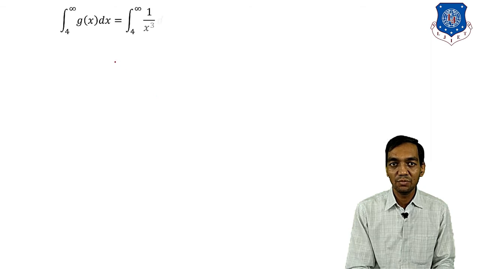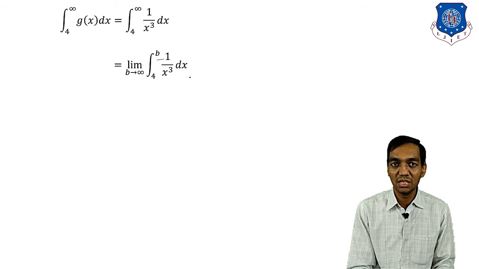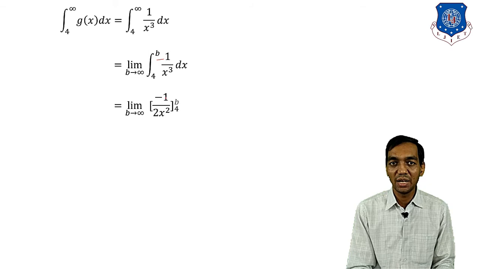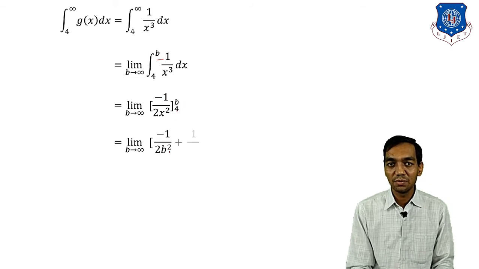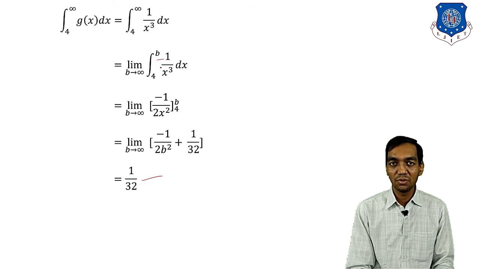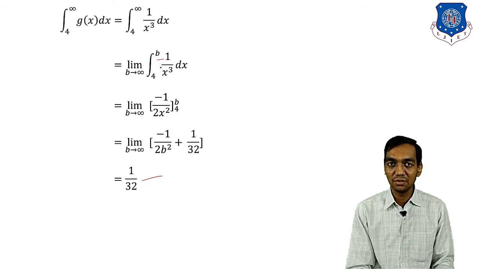But the integration from 4 to infinity of g(x) dx, that is from 4 to infinity of 1 upon x cube dx, will be written in the form of the limit as b tends to infinity of the integration from 4 to b of 1 upon x cube dx. And the integration is going to be minus 1 upon 2x square, with the limit from 4 to b. So if you substitute the upper limit and lower limit, then the final answer is going to be 1 upon 32. So this integration is finite, and that's why it is convergent. So the integration from 4 to infinity of g(x) dx is convergent.